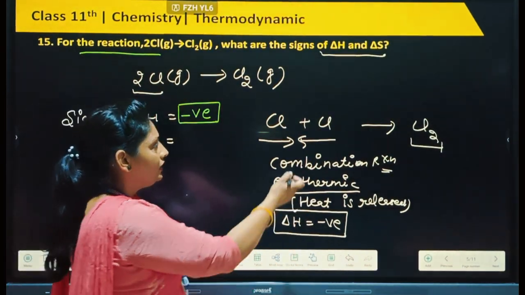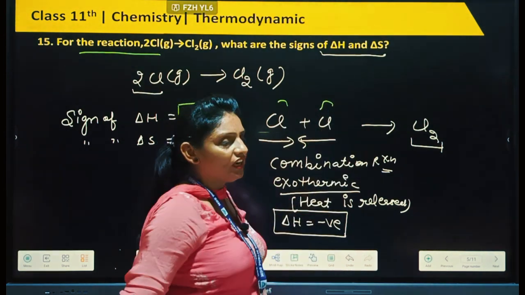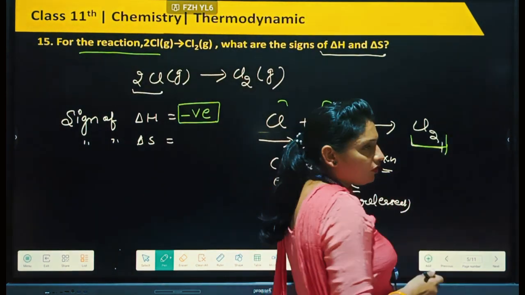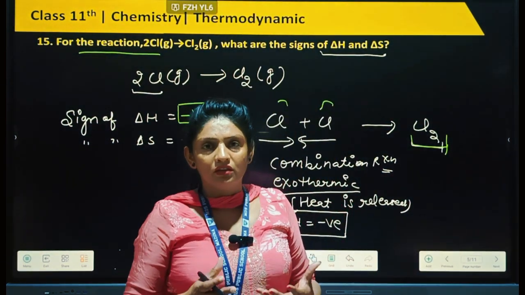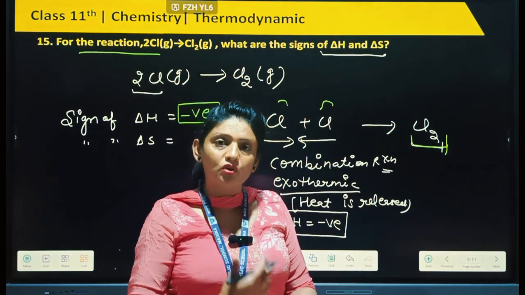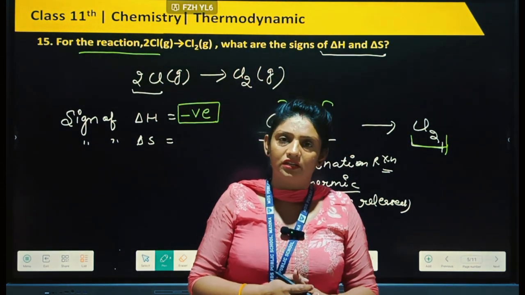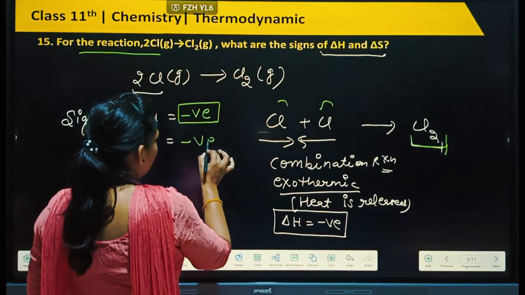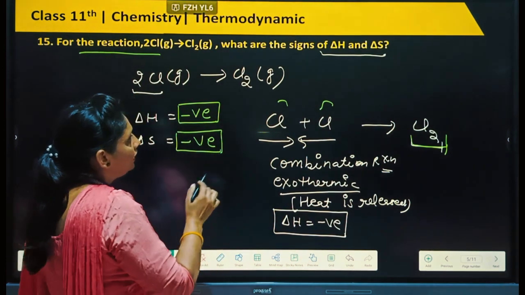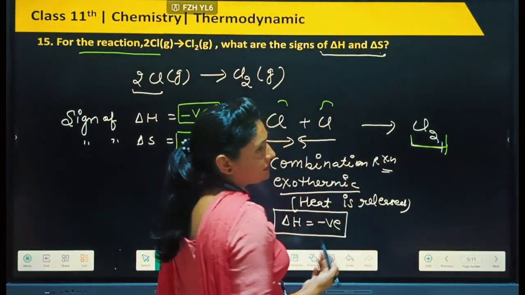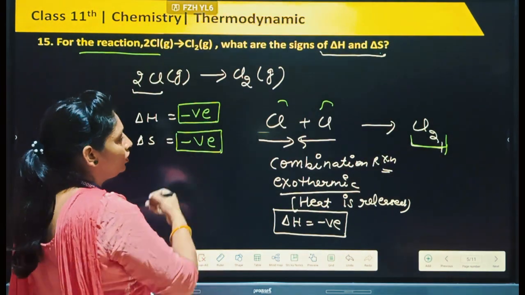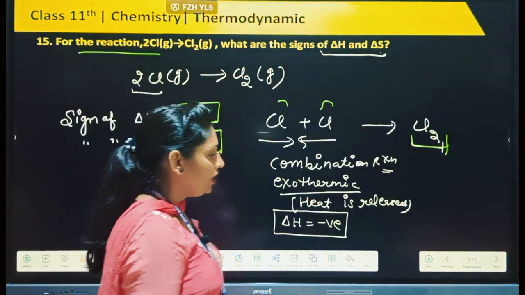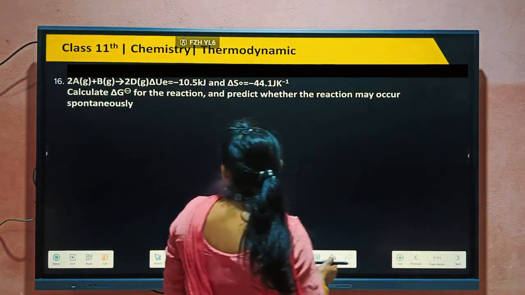And student, here these are two different atoms, so they can move freely. After bond formation, now they are stable, so their entropy will also decrease. Their freedom also decreases there. It means del S is also negative. So here both del H and del S will be negative. I hope this question is also clear to you students. Okay, now move to the next question.